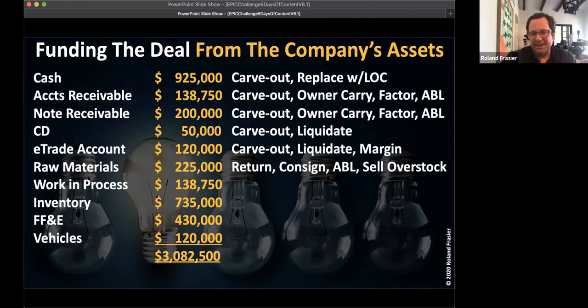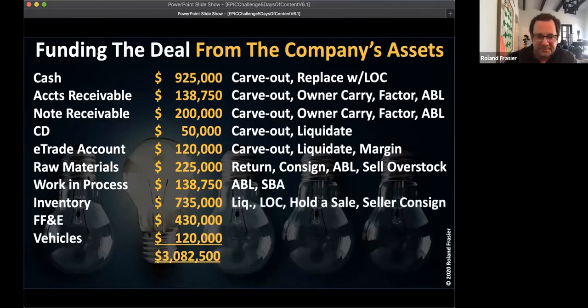We could consign them to the seller on a consignment basis. We could actually ask the supplier if they would turn those into consignment for us. We could do asset-based lending. We could go and sell the amount that we had that was over what we needed. On our work in process, there are ABL, asset-based lending loans on that. The SBA in the United States, the Small Business Administration, also will make loans available. And we didn't cover all of these things. So I'm just giving you a list of things you can do, and then I'll break down in the DealDone software how we would go about it.